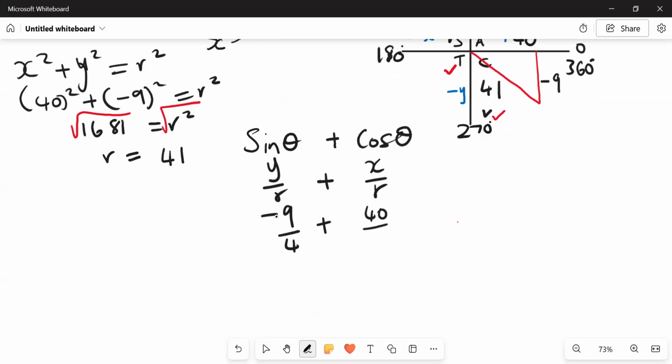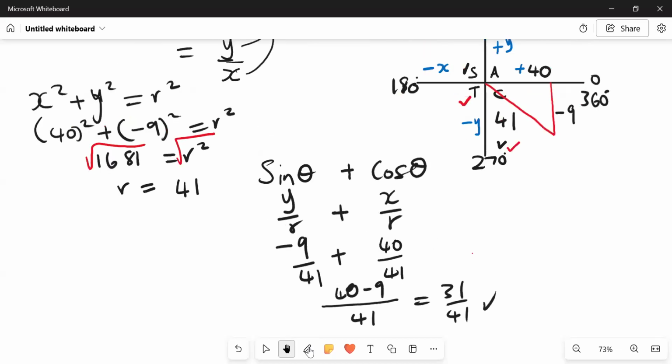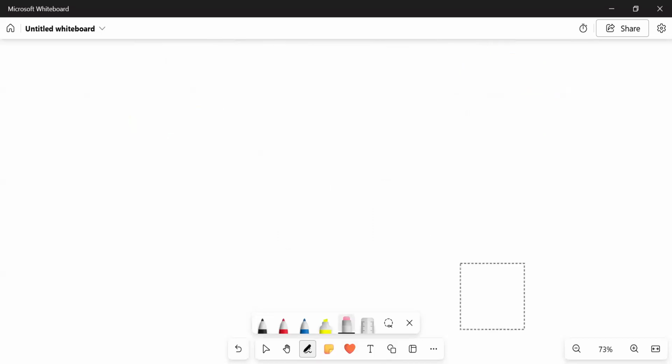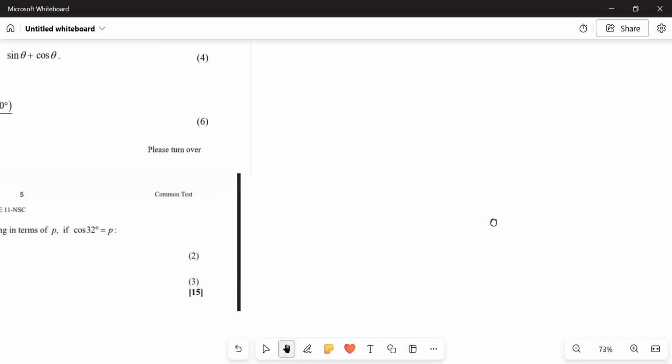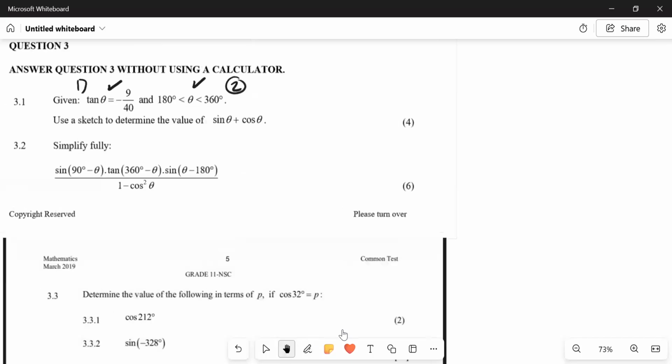You have the common denominator there, so you just write that denominator and then on top, 40 minus 9. Sorry, 40 minus 9, that's 31. So it's 31 over 41. Correct. Then we're done. We got the value of sine theta plus cos theta without the use of a calculator. And then we move to the next question.